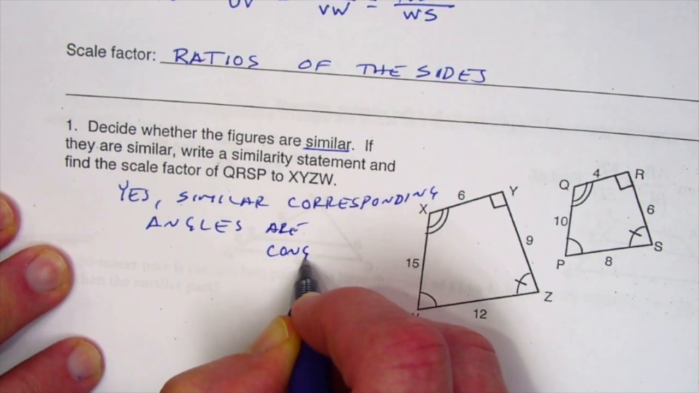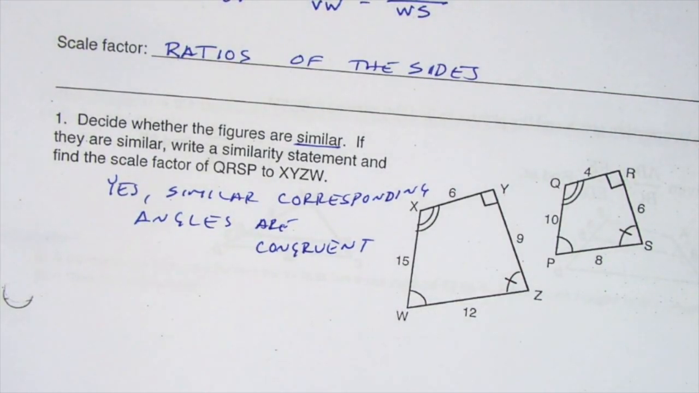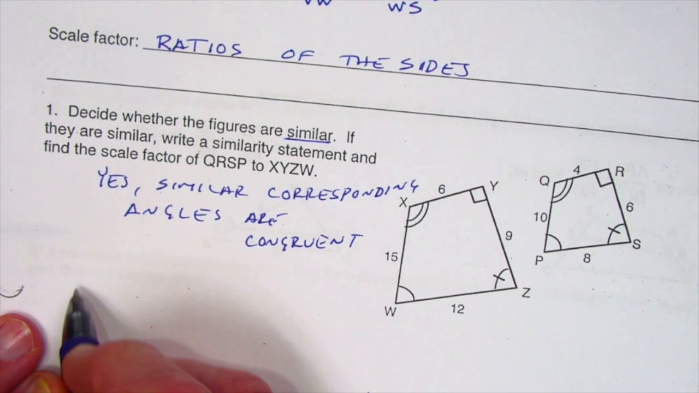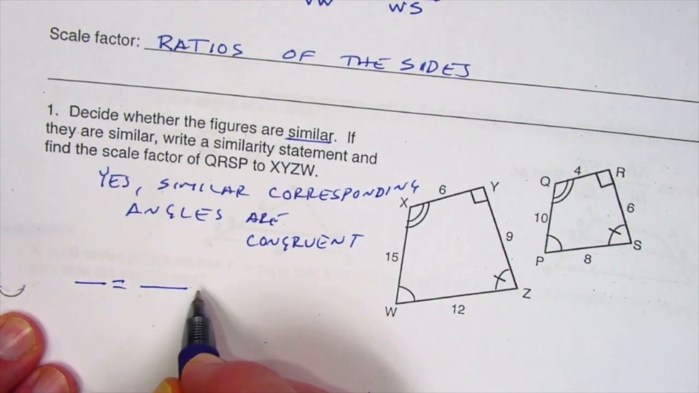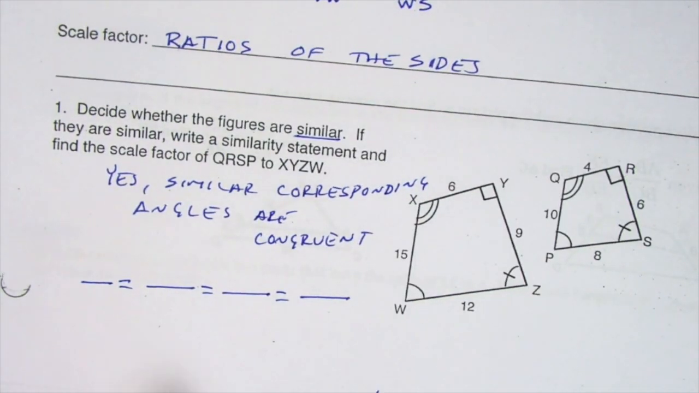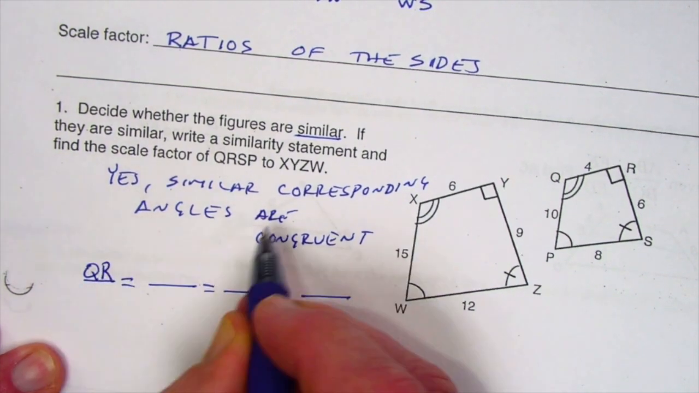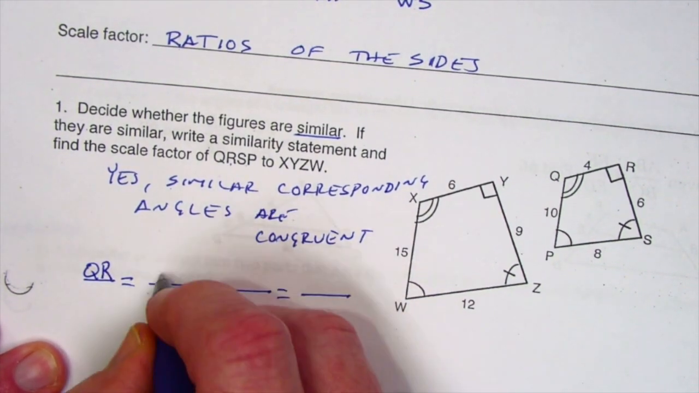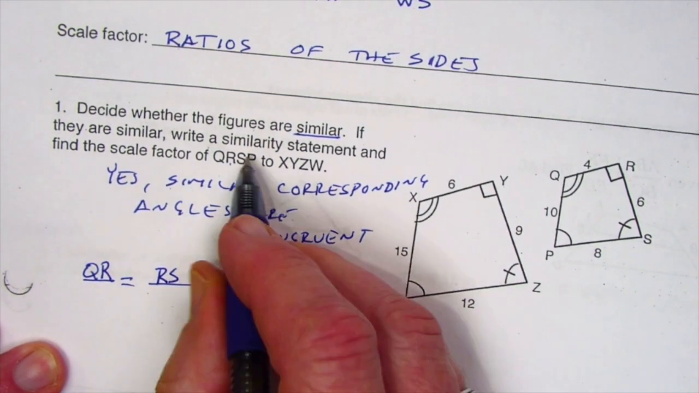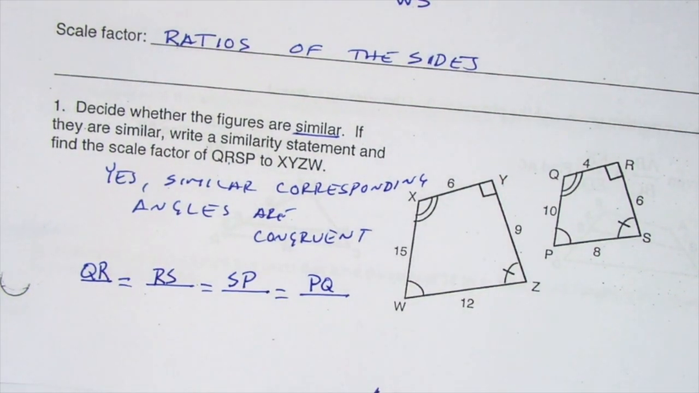So a little bit different from last time. Now we're going to write all the ratios and then find that scale factor. If you look at this, since there are 4 sides, we need 4 of these. And I'm going to start with this one. So I'm going to write QR, then RS, then SP, my last one is PQ. Okay, that's on the first one.